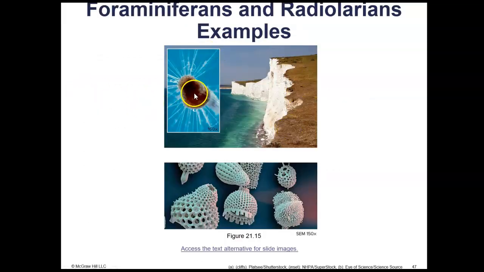And here's some pictures. So this is a foraminiferan, and then these are the White Cliffs of Dover. And then down at the bottom are the radiolarians.